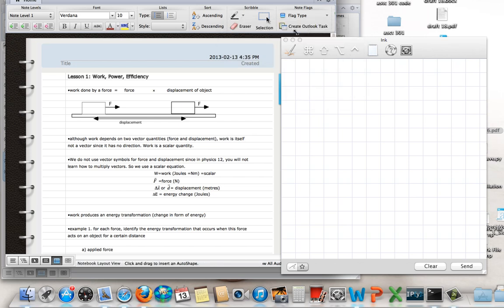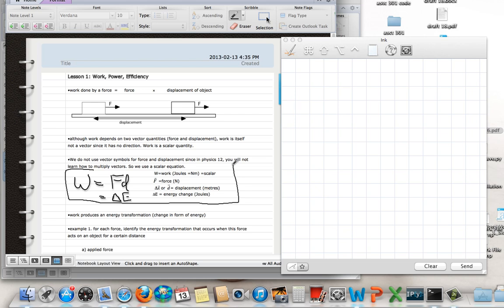Select the pen tool. There we go. Work equals force times displacement. Now, when work is done, there's an energy change, so this is also equal to the change in energy. Okay, so that's our first work equation. We'll put a box around that one.